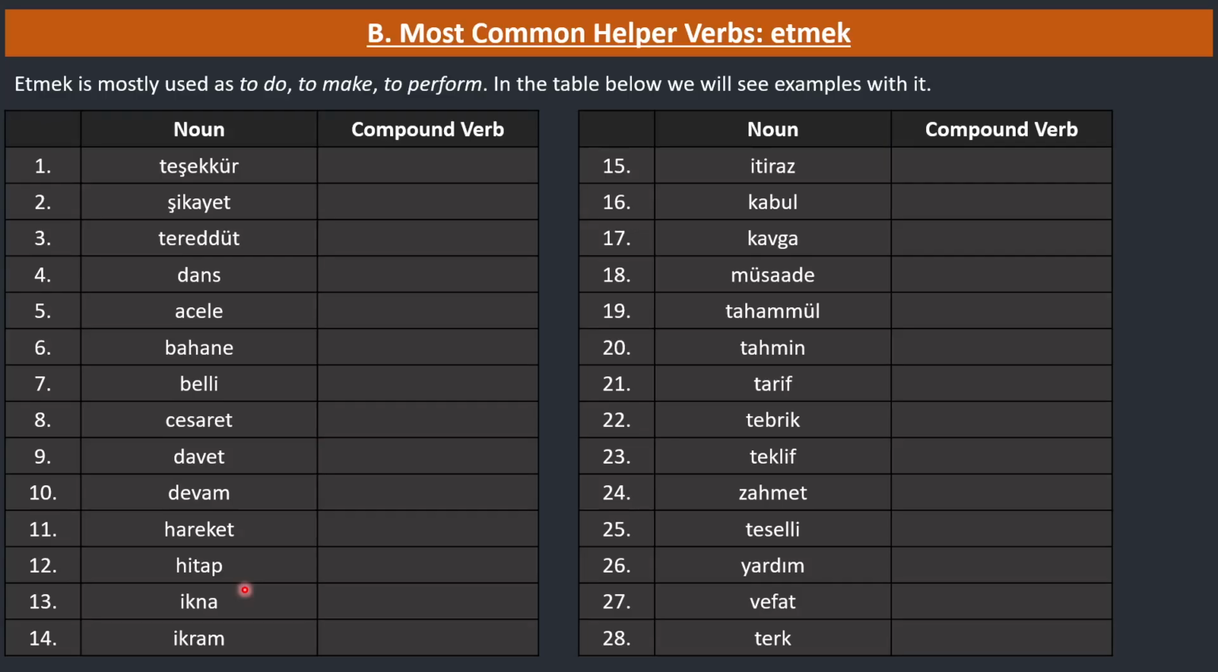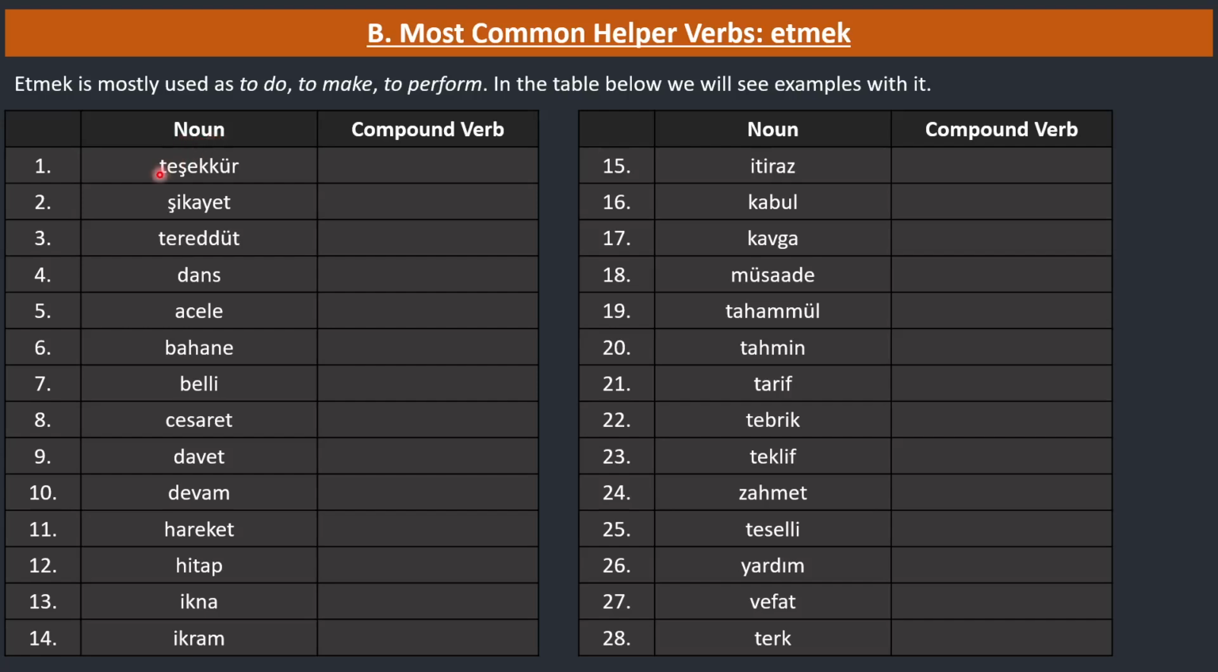Önce etmekle başlayalım. Burada büyük bir liste var. There's a big table here. Sizi korkutmasın. Don't let it scare you. Bunların hepsini beraber dolduracağız. We will fill in these together. İlk tarafta, on the first part, there's isim.